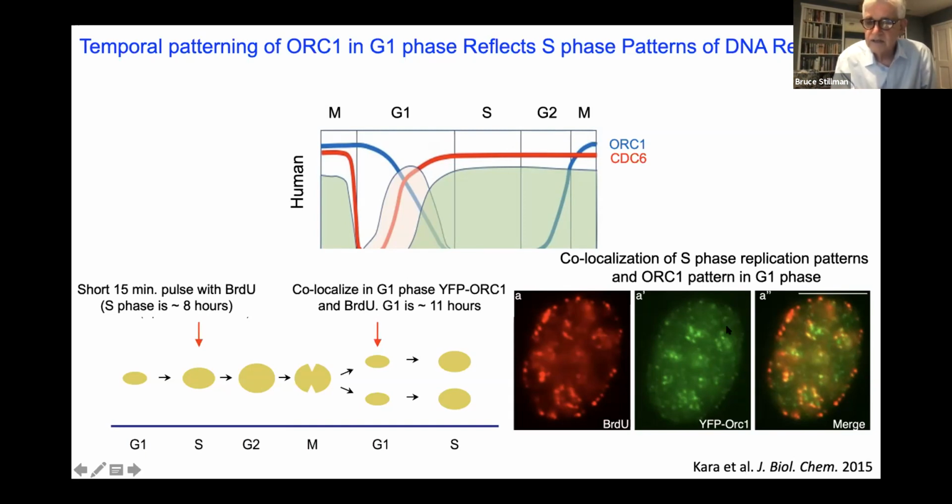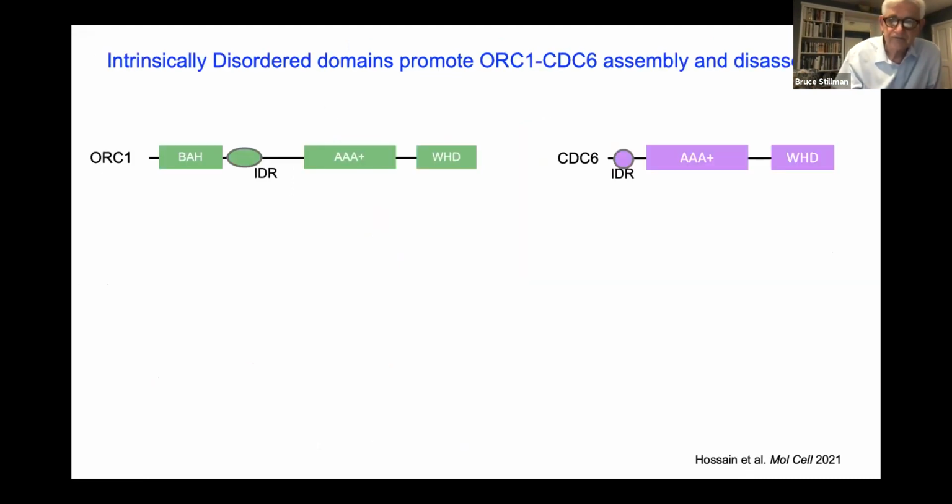And so this overlap, and we showed many versions of this, this overlap shows that the patterning of ORC1 in G1 phase reflects the temporal patterning of replication in S phase. And I want to remind you, and it came up during Nancy Kleckner's talk, that this is reminiscent of the structure of the TADs in the nucleus of cells.